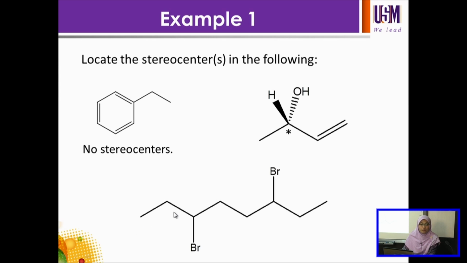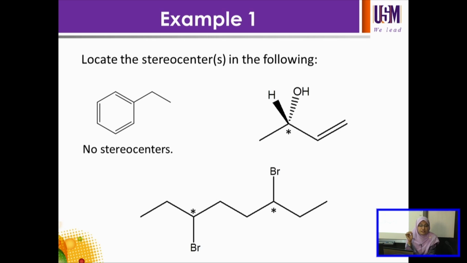For this compound, we have a big compound here. We can identify the chirality centers because there are 2 chirality centers here. This carbon is attached to an ethyl group here, bromine, hydrogen, and also this whole bunch of groups. For this carbon, again it is similar. They are attached to an ethyl group here, bromine, hydrogen, and also 1 whole bunch here.